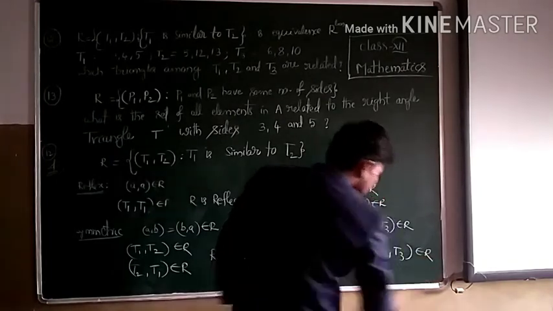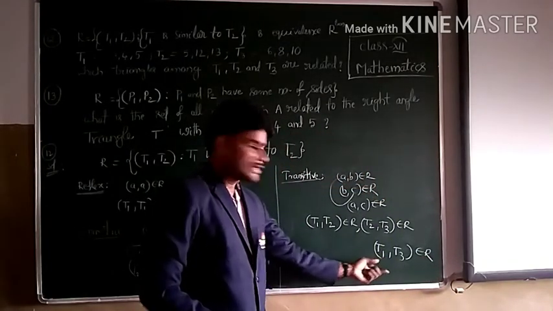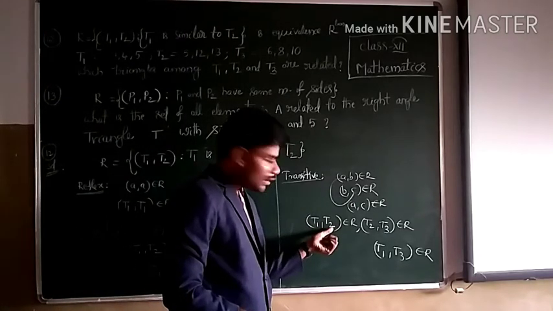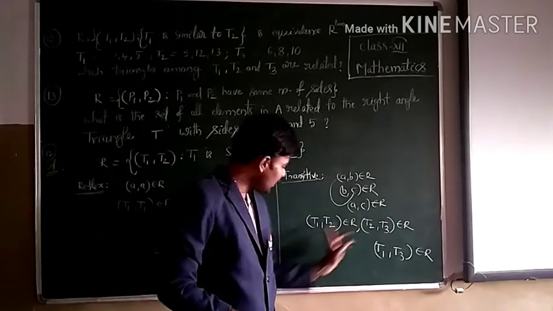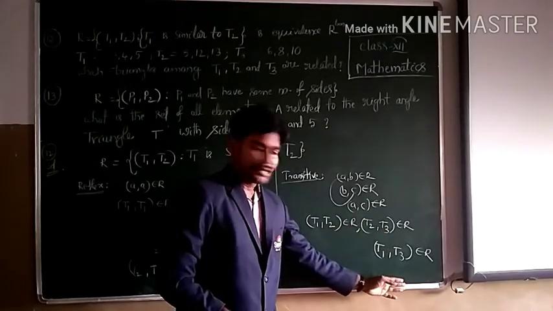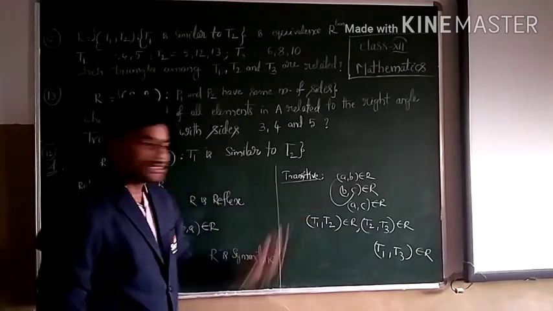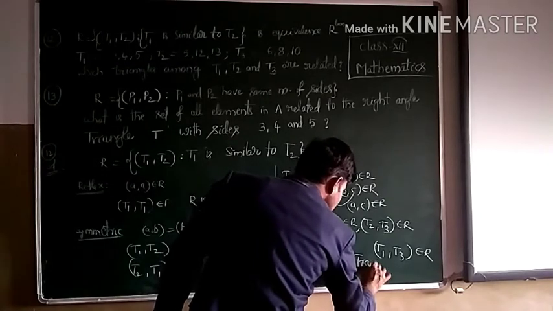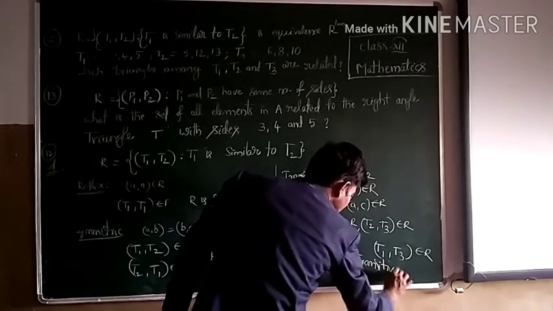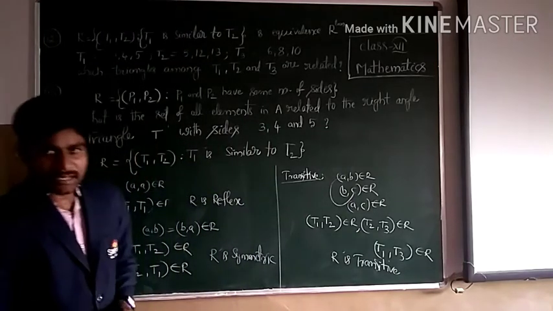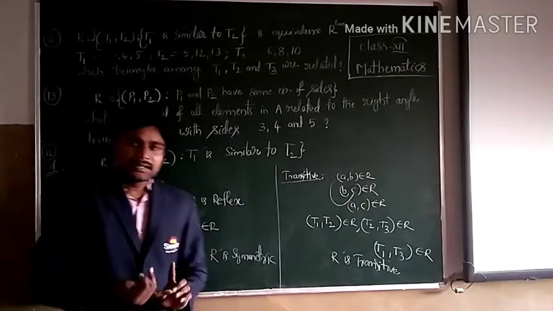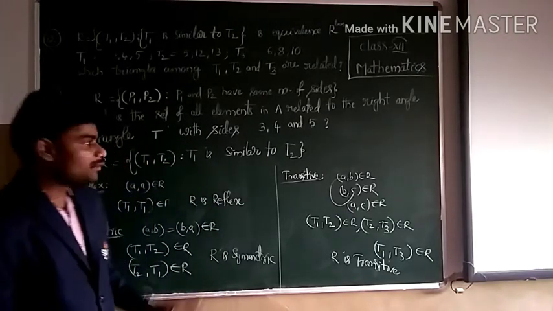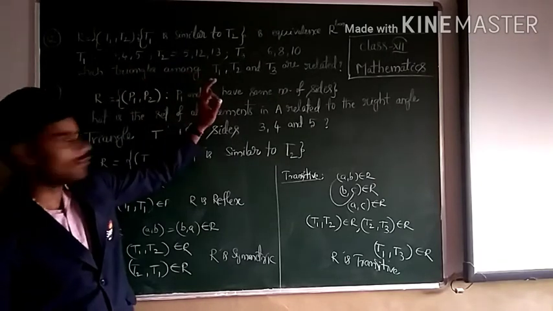It means T1 is similar to T3. Simply, first T1 is similar to T2, afterwards T2 is similar to T3, then finally T1 is also similar to T3. So this satisfies the transitive condition. R is transitive. So finally we can conclude that R is an equivalence relation because it satisfies the reflexive, symmetric and transitive relations. So in the 12th problem, the first question is over.